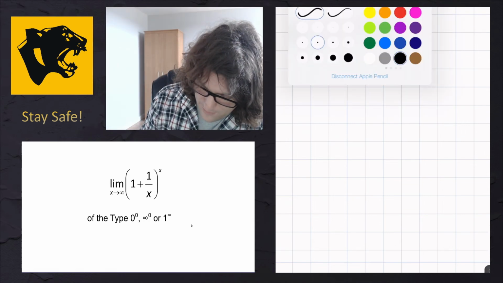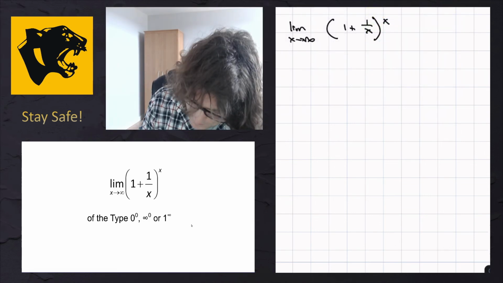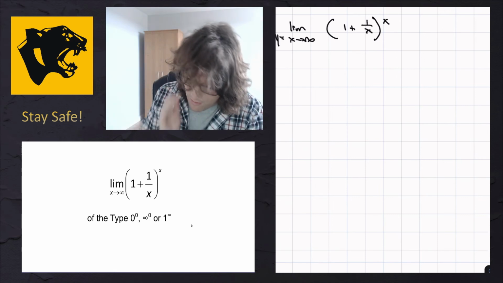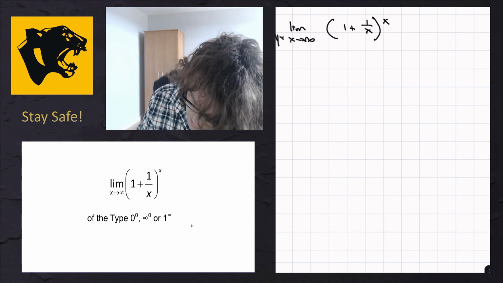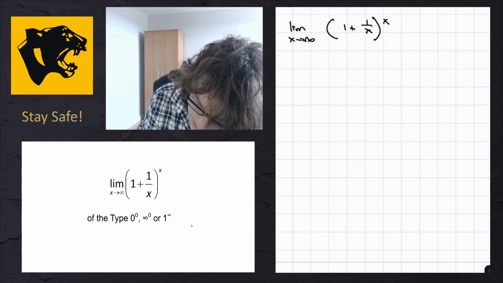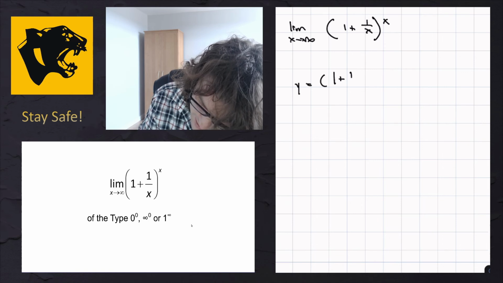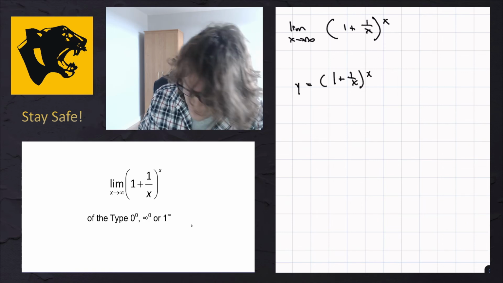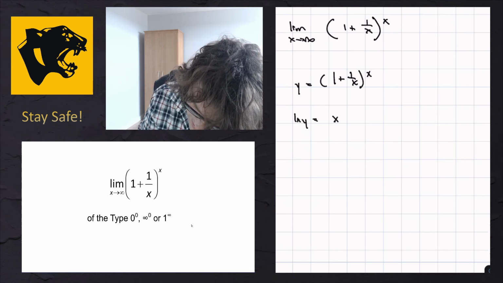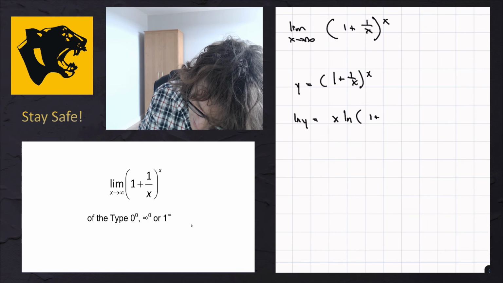All right, now let's go ahead. I'm going to call this thing y, because I'm going to refer to it a little bit later on. Actually, I don't want y to be the limit. I want y to just be the statement, which is this. Now I'm going to say that ln y is equal to x ln(1 plus 1 over x).